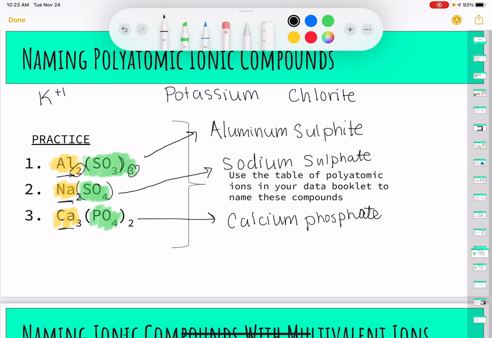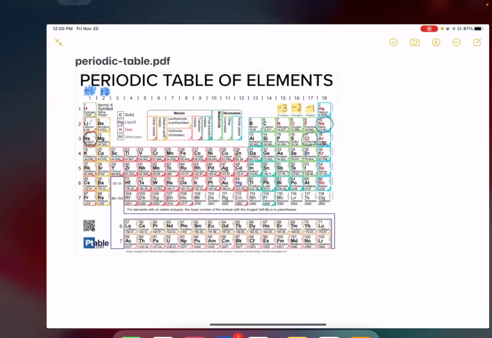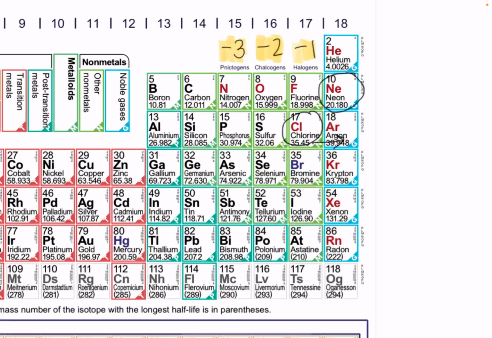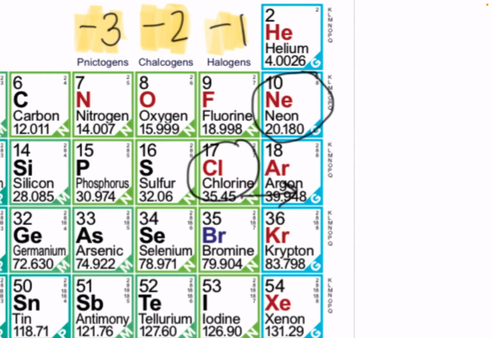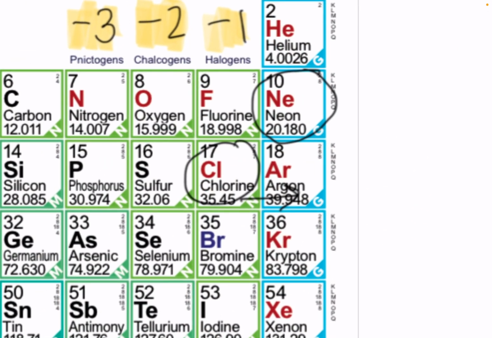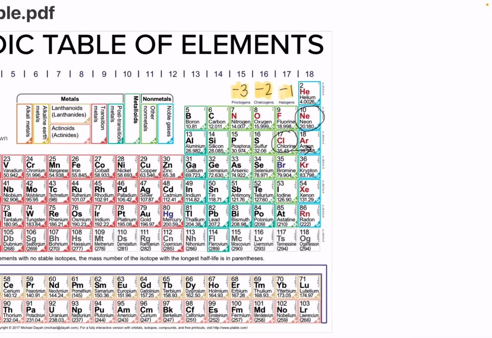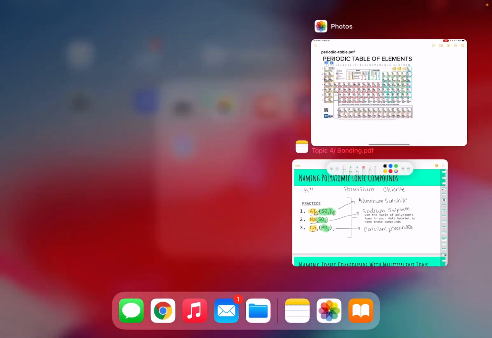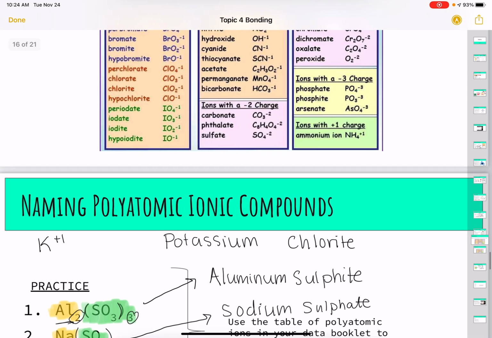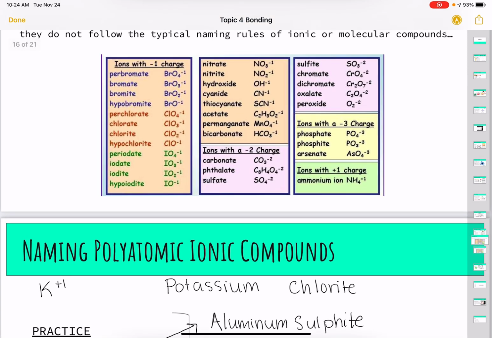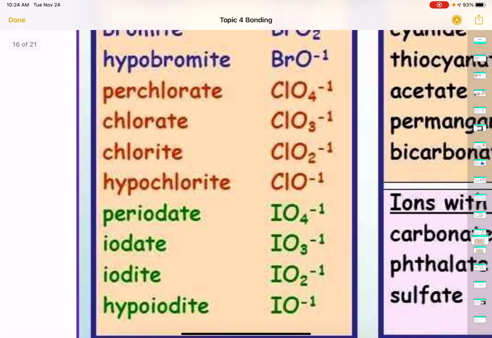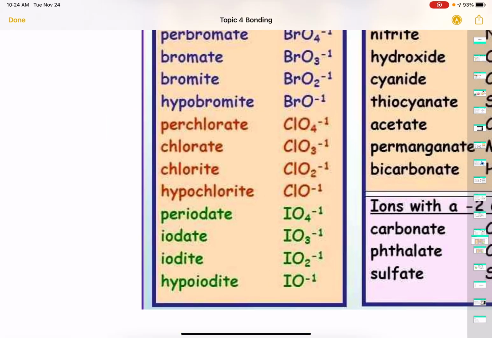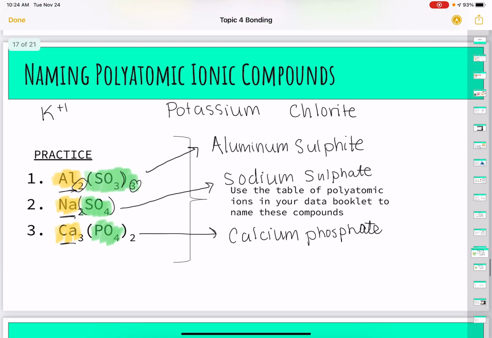Now chlorite. Some of you might get confused. You'd be like, oh, chlorite. Well, it's got to be chlorine. The thing is that if it's chlorine, it should be chloride, not chlorite. That "ite" ending is telling you that it has to be a polyatomic. So we're going to look for chlorite in this table here, and we see chlorite is ClO2 with a -1 charge. So I'm going to write ClO2 with a -1 charge.